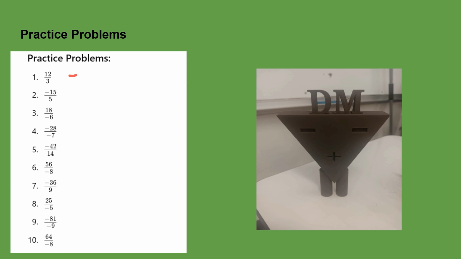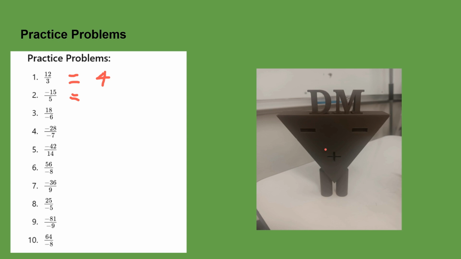Okay, let's have a practice problem about dividing positive and negative integers. So for the first one, that's easy. 12 divided by 3, that is 4. Positive divided by positive is positive. 12 divided by 3 will give us 4. Next, how about negative 15 divided by 5? Negative 15 divided by 5. So we can use Mr. Dorito Man.